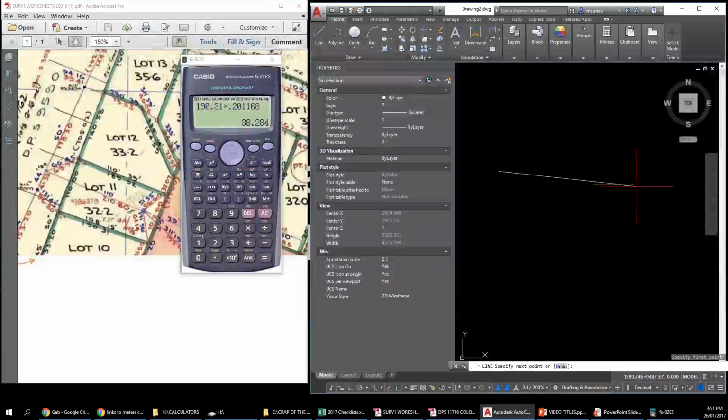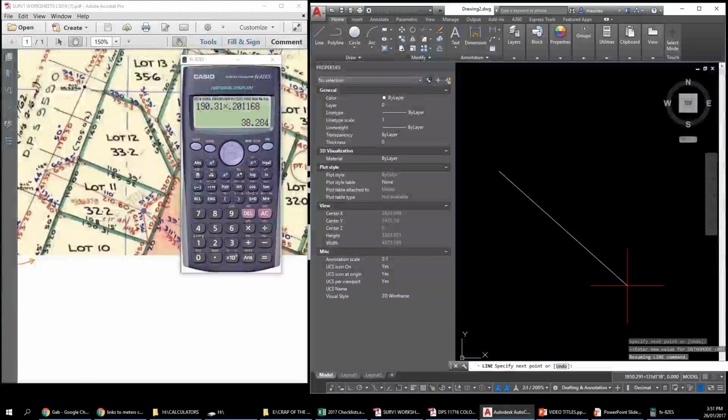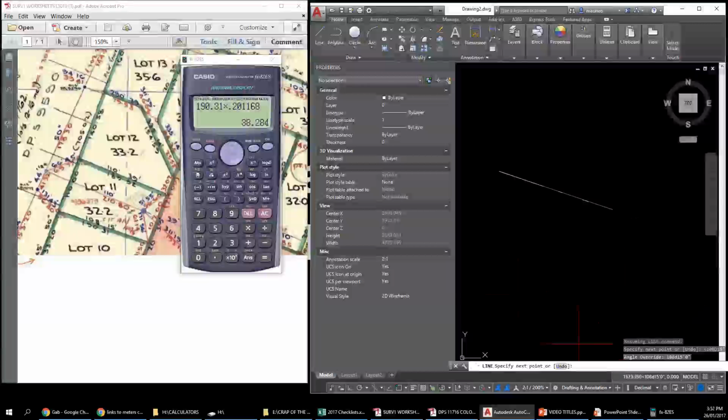Now then we go shift chevron, that's it there. 108 degrees, 15 minutes, and then we push enter, and you'll see down here it says angle override 108.15. So that means we're all good. And then I'm going to put my distance in, 38.284. Enter. And there it is there. I'm going to escape from there.